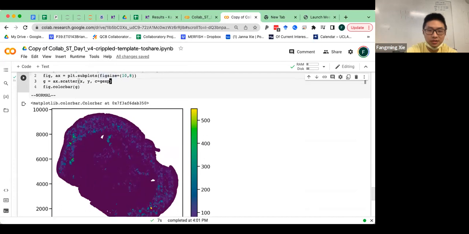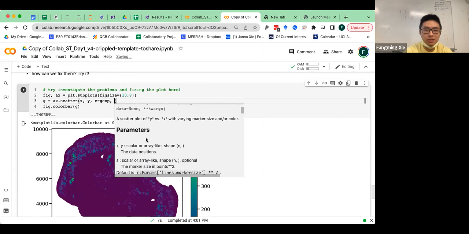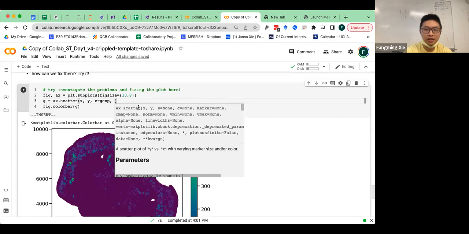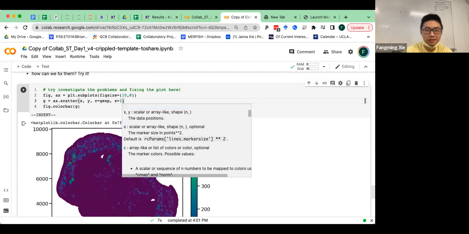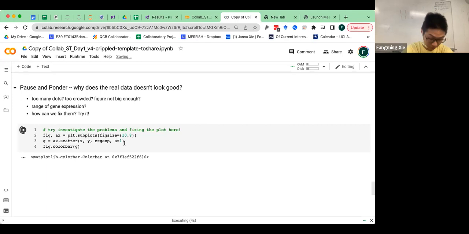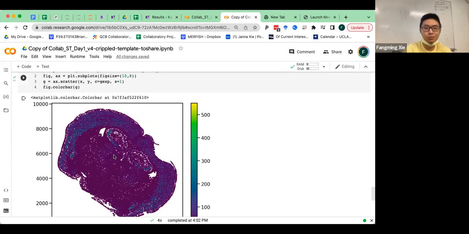That's the first step. The next thing we want to tackle is to make the point size smaller. How do we do it? So here is actually suggesting to you. The parameters automatically popped up show you how to use the scatter function better. You can scroll through and find here, there's this one optional parameter called S. It's the marker size. So if we tune this S, say S equals one, let's see what happens. So add one option called S equals one. You see it gets better actually because the point size shrinks compared to previously. Now you actually see more structures in the brain.